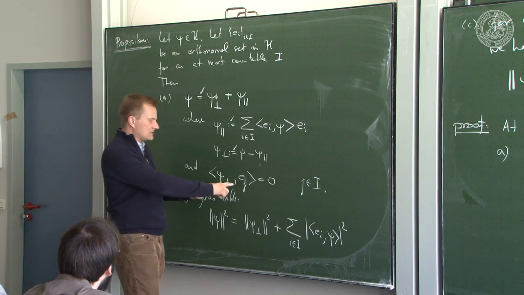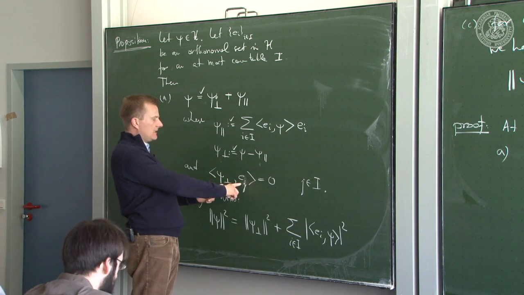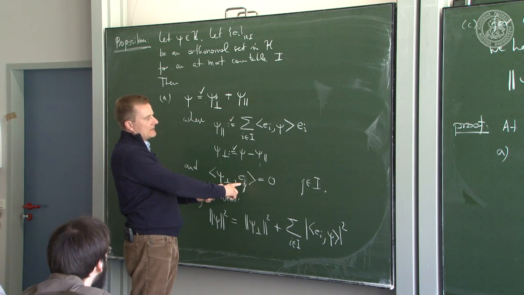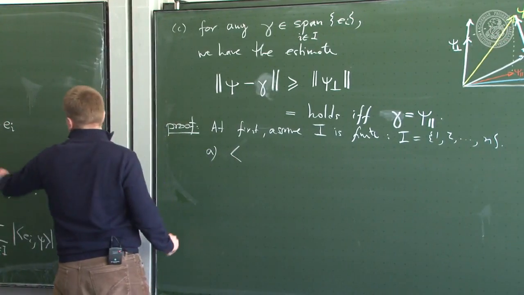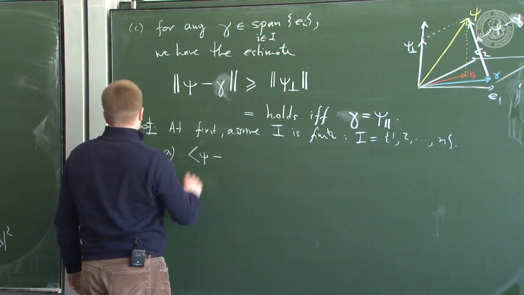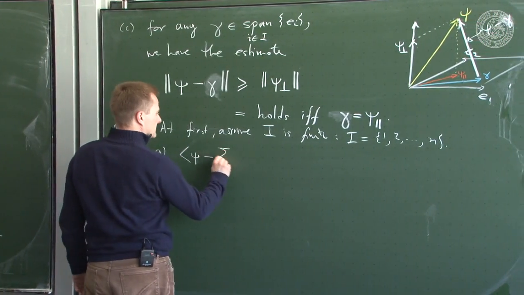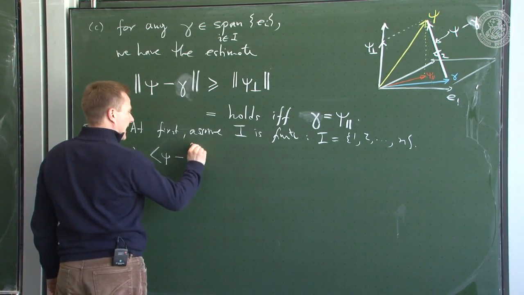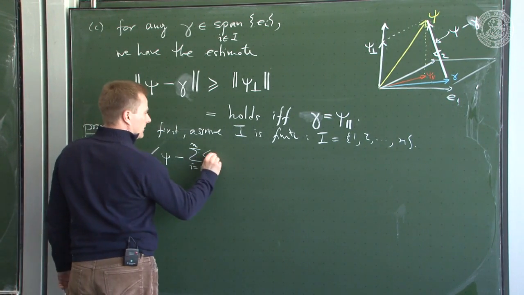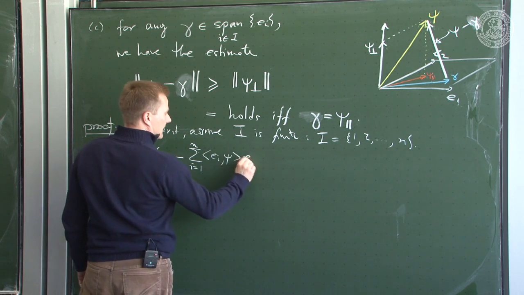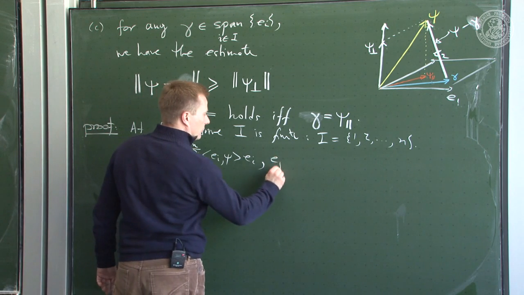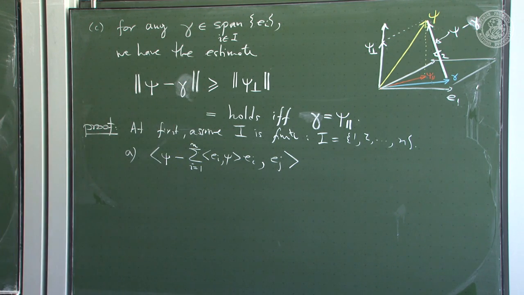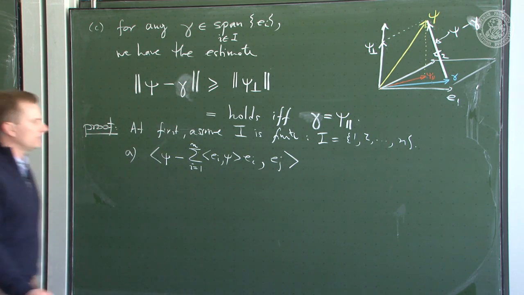The only thing one has to check is this guy here. Well, yeah, that's not too tricky. So let's plug that in. We use the definition from here. It's psi minus psi parallel, but the psi parallel is the sum from i equals 1 to n. It's a finite sum of the e_i comma psi e_i, and that's in a bracket with an e_j, and the j is arbitrary from I.